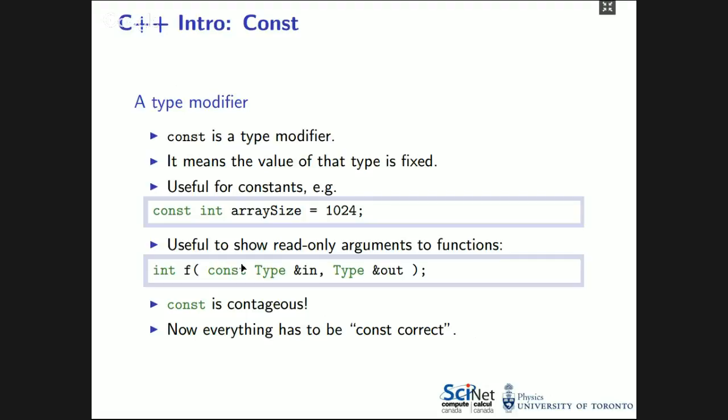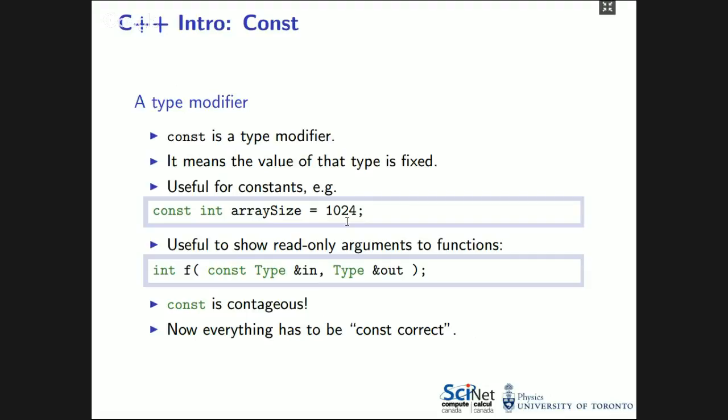Const changes the type, any type, into being a constant. And so if I say const int array size and I assign it a value, I am not allowed to assign array size to anything else. So it can be very useful as a safeguard. If something is a parameter, this should never change. We put const in front of it so I can't accidentally use that variable in a loop or change it and get side effects that I don't want.